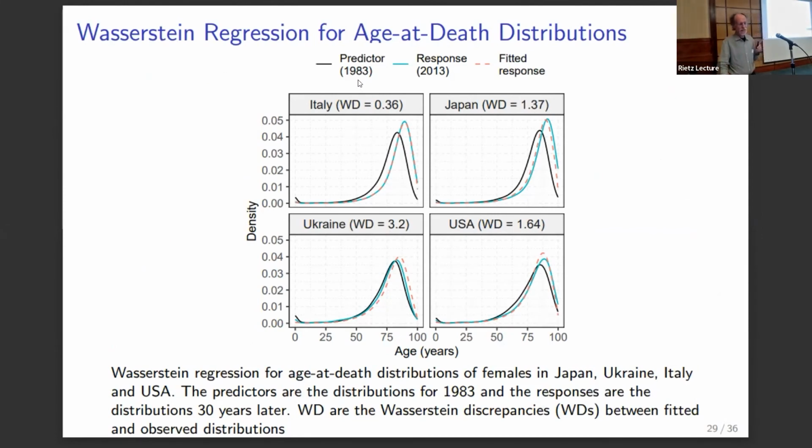So we have predictors, the one-dimensional HLS in 1983, and responses in 2013. For Italy, we have a very good prediction. For Japan, observed is blue and predicted is dashed; we used a functional linear model in the tangent space. Japan is better than expected. Ukraine is a lot worse than expected. Wasserstein discrepancy is relatively big. For the US, it's a more complicated picture. The shape is different from the one which is predicted.